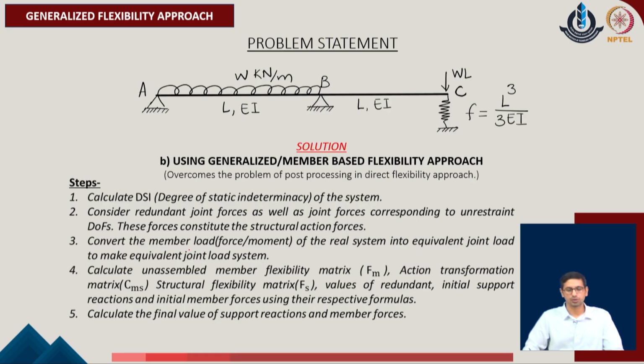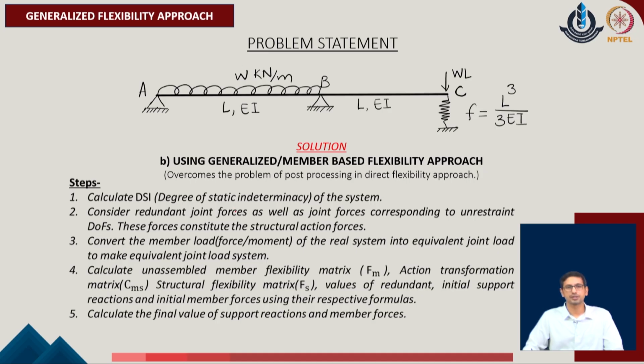These are the brief steps which we have earlier also discussed: we define the degree of static indeterminacy of the given problem, then we identify the redundant joint forces as well as the joint forces corresponding to the unrestrained degrees of freedom, which means that we are not only interested to know the restraint or the redundant forces, but we are also interested now to know the forces corresponding to the joints which are free to take place. We will briefly see what is the intention of doing this.